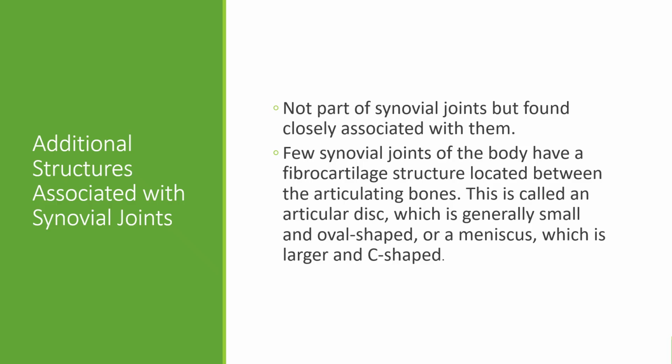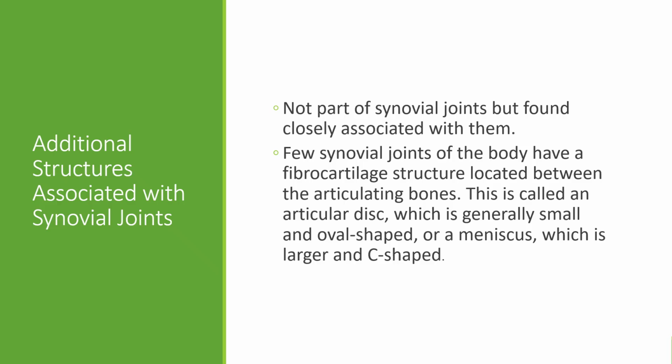Some additional structures are associated with our synovial joints. These aren't technically part of the synovial joint, but they're closely associated with them. A few synovial joints of the body have a fibrocartilage structure located between the articulating bones. We call that the articular disc. If it is a larger one, like we see in the knee, we call it the meniscus.